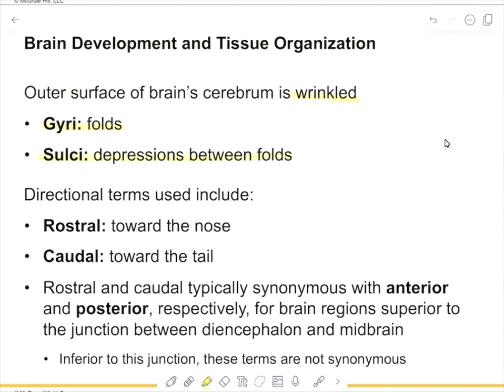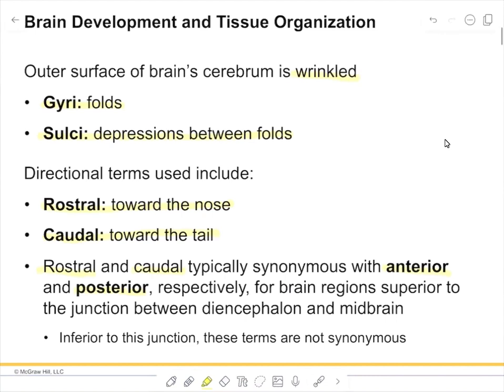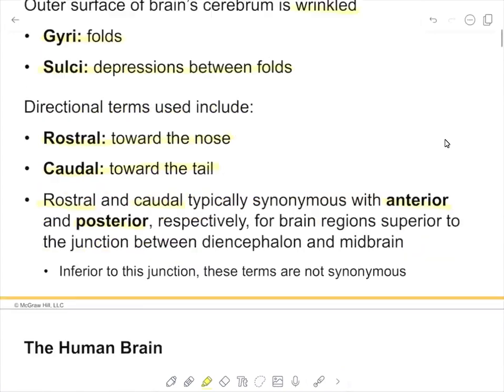The directional terms that we're going to use when describing the brain are rostral, which means towards the nose, and caudal, towards the tail. We don't use those often, but they're kind of synonymous with the terms anterior, which means front, and posterior, which means towards the back. So we'll be using these terms when talking about different junctions of the brain. These terms are not always synonymous, but they are in this case.